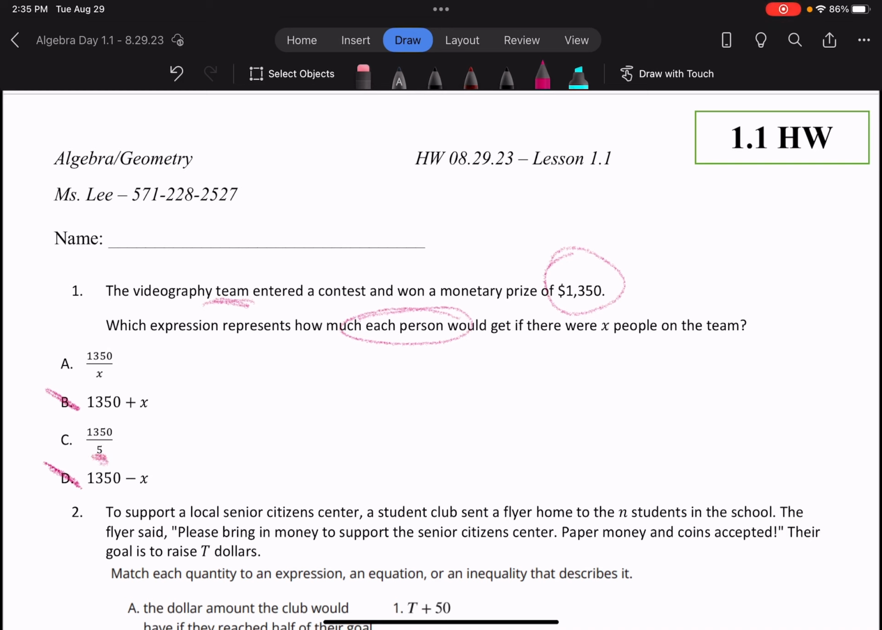C has 5, but we don't know how many people there were. We just know that there was a team of people. It could be 2 people, it could be 3 people. So A is our best option because it's taking that $1,350 and dividing it by X number of people so we can find out how much each person would get.